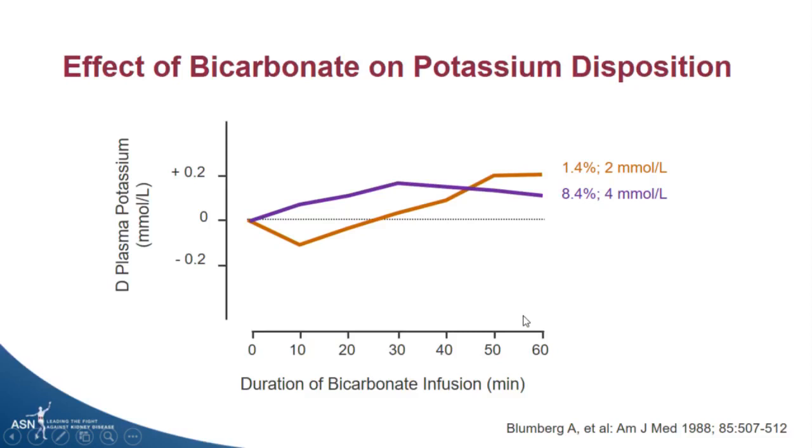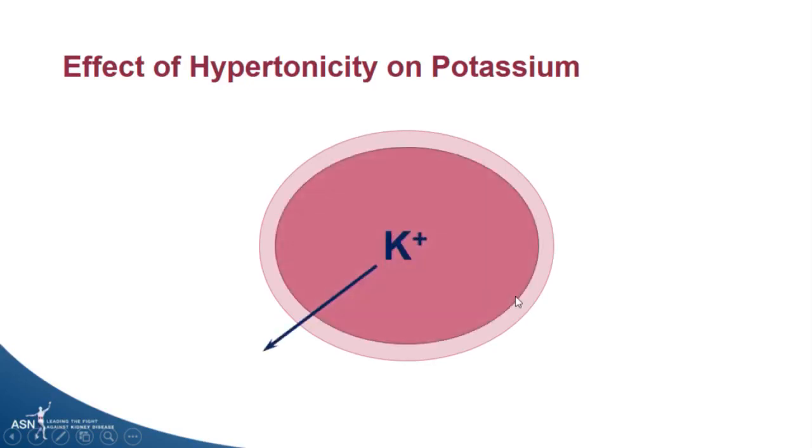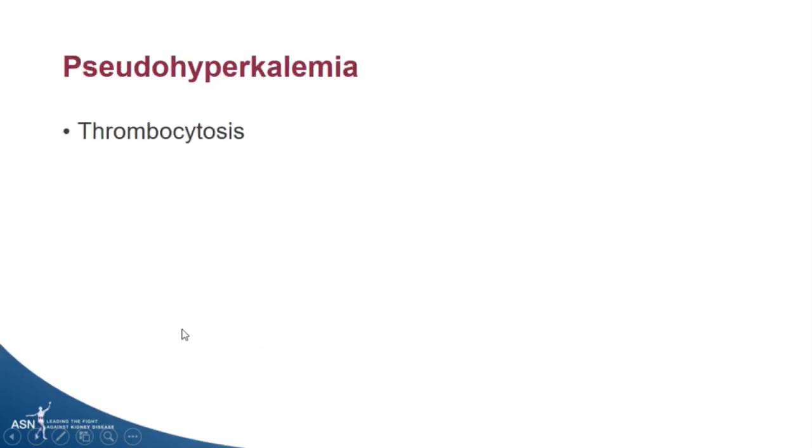From several decades ago. The effect of hypertonicity on potassium distribution: as the cells become hypertonic, they shrink, and the intracellular potassium concentration increases. There is efflux of potassium as a result of the bulk flow of water out of the cells, and at the same time, to the extent that the potassium remains within the intracellular compartment, the increase in potassium concentration moves it away from its equilibrium so that you get a downward shift of potassium into the extracellular fluid.